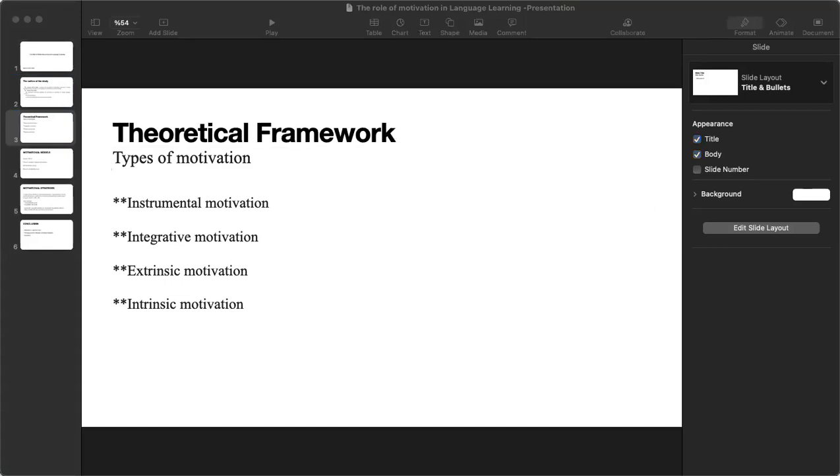When you look at this slide, you can see different types of motivation. But before moving on to the types, I would like to briefly define what motivation is. As you all know, it's a very commonly used term in language education. However, it's not easy to agree upon one definition.